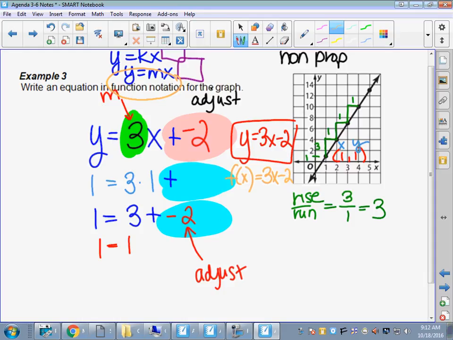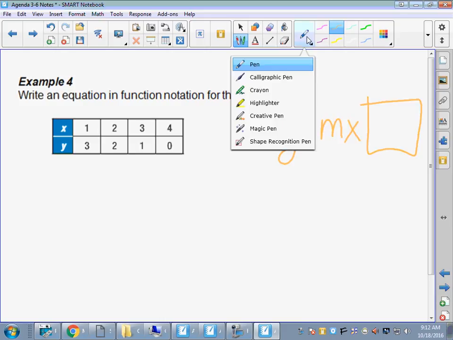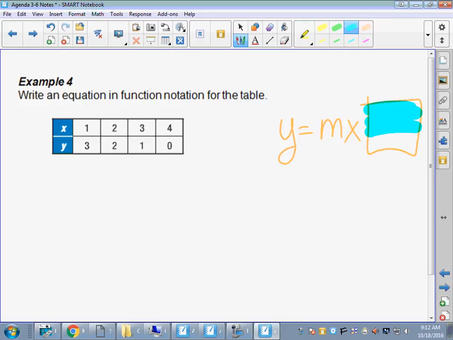Let's do one with a table. Write an equation in function notation for the table. So we're going to start with y equals mx, and we're going to adjust. It looks to me like (0, 0) would not be an ordered pair because my y values are getting smaller. So in order to get started, we need to find our rate of change, or our slope.